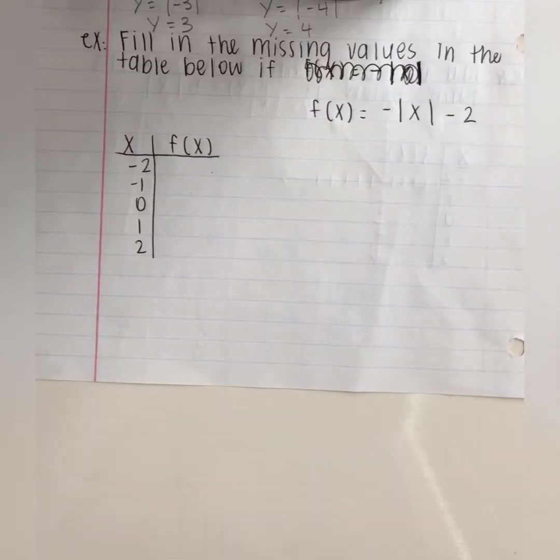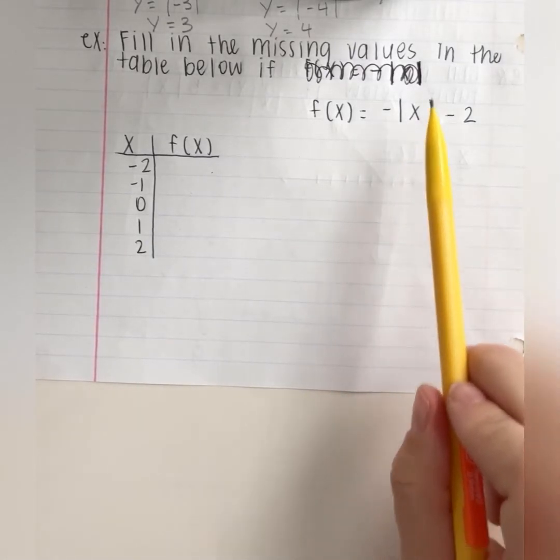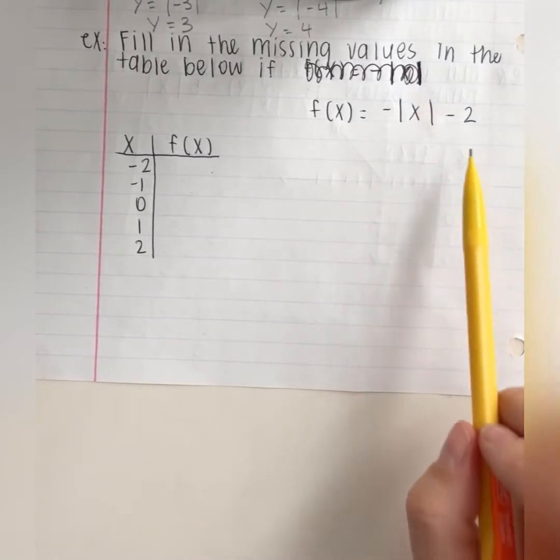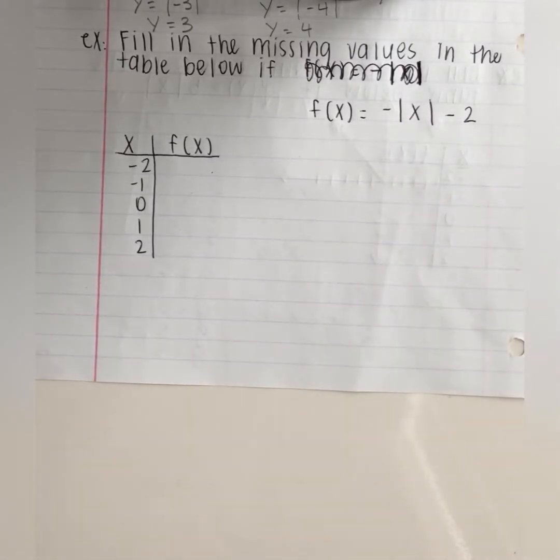All right, last example. So for this one, we have f of x equals a negative times our absolute value of x minus 2, okay? The negative's on the outside of the absolute value. It's being multiplied. So let's look at what that looks like on the graph.